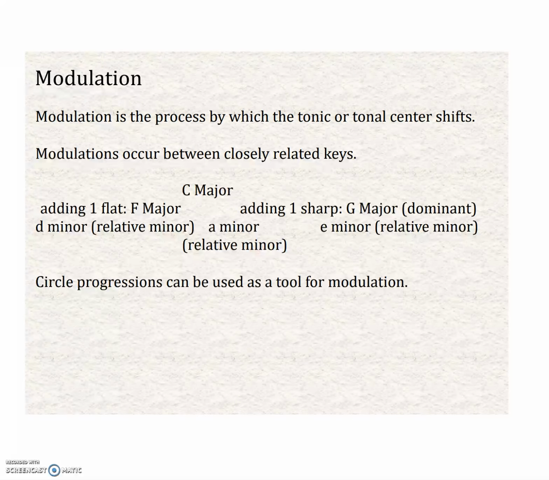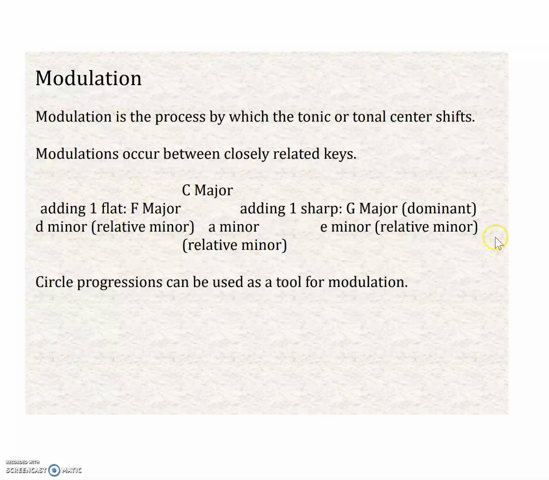So there's a way to get the 5 keys that you could possibly switch to. And this is how. So let's start with our handy dandy key of C major. If we go and add 1 flat, we're going to get F major. If we add here 1 sharp, we'll get G major. So we're either going to go to the dominant or the subdominant right there.